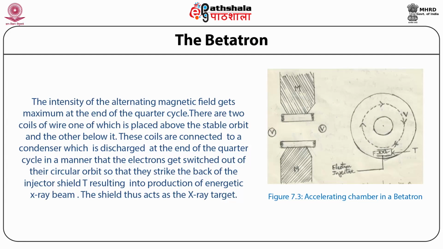There are two coils of wire, one of which is placed above the stable orbit and the other below it. These coils are connected to a condenser which is discharged at the end of the quarter cycle in a manner that the electrons get switched out of their circular orbit so that they strike the back of the injector shield T, resulting in the production of an energetic X-ray beam. The shield thus acts as the X-ray target.